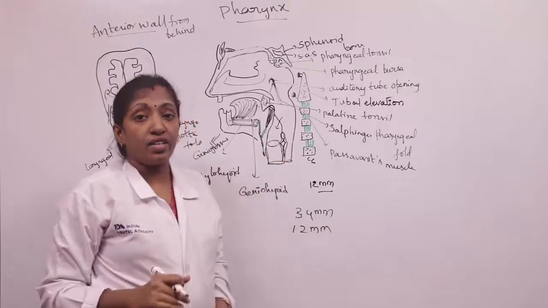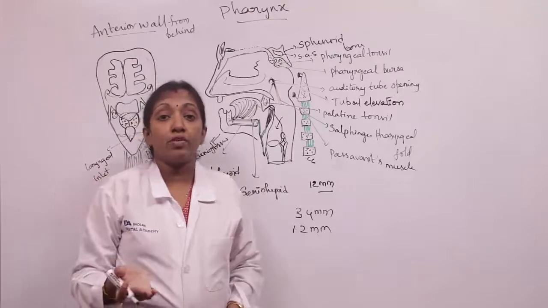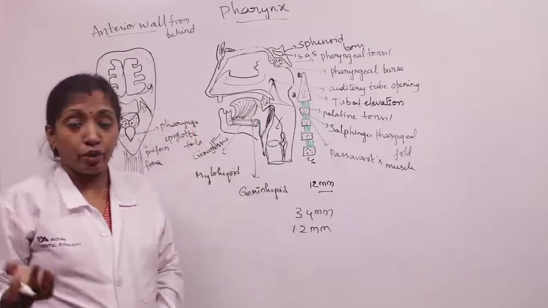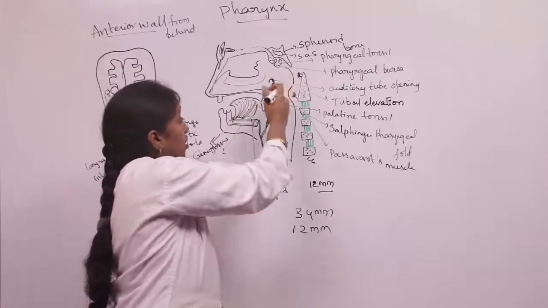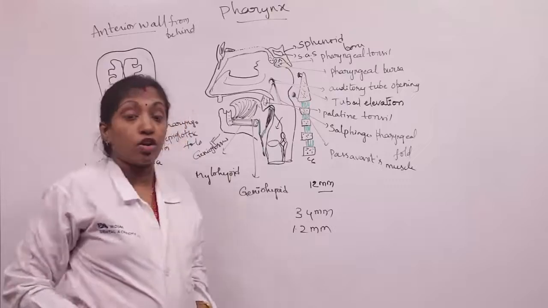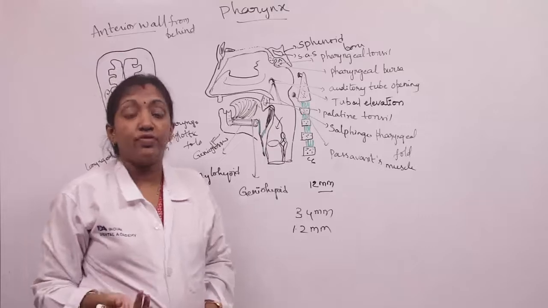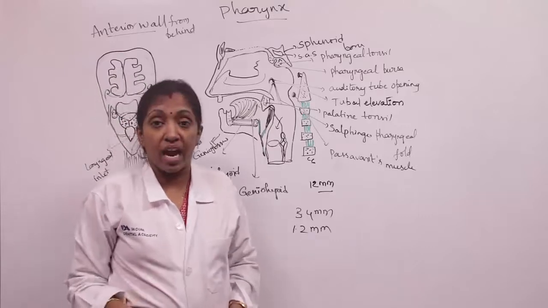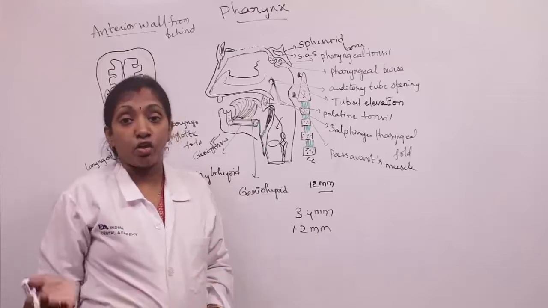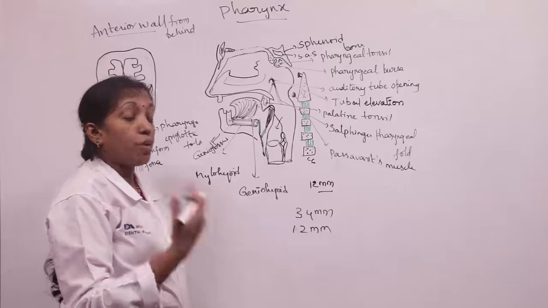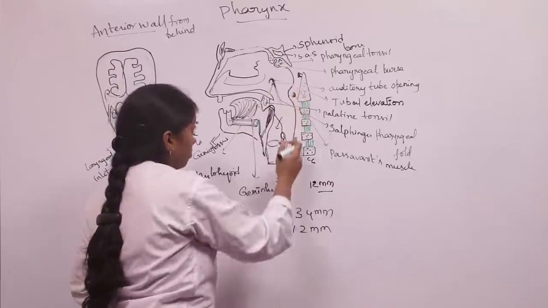And coming to the lateral relations of the pharynx, it is related to the styloid process of the temporal bone. We know that the styloid process of the temporal bone gives rise to the styloid group of muscles, styloglossus and stylopharyngeus, and it is related to the styloid group of muscles. The lateral wall of the pharynx is also related to the carotid sheath and its contents. We know that in the carotid sheath we have the common carotid artery along with the internal carotid artery, and also the internal jugular vein and vagus nerve. Those form the lateral relations.